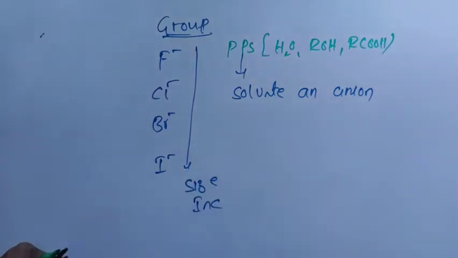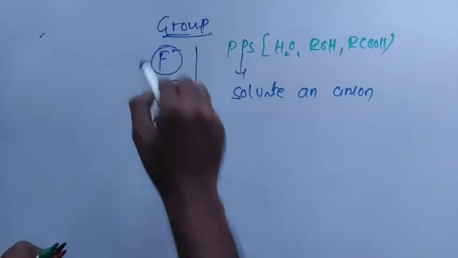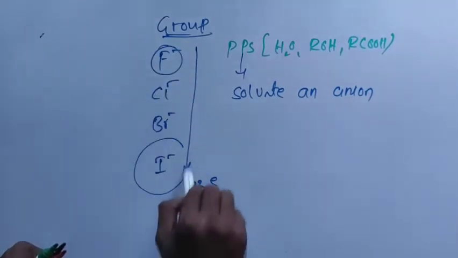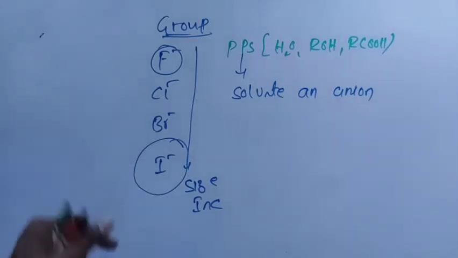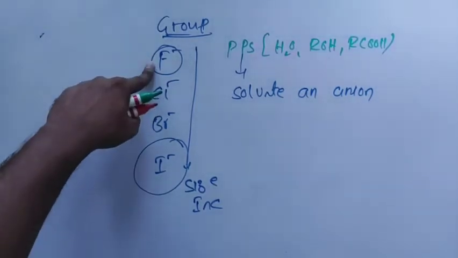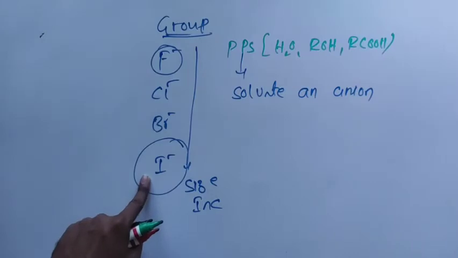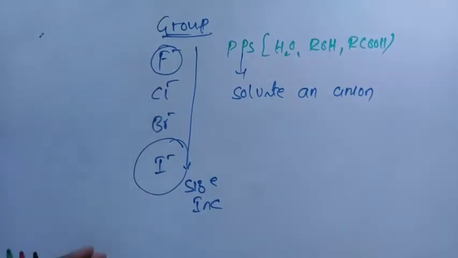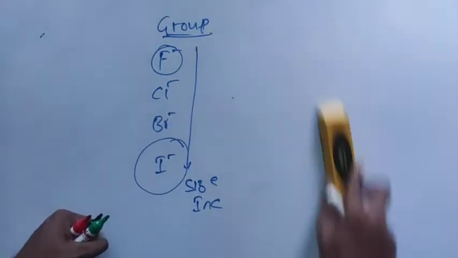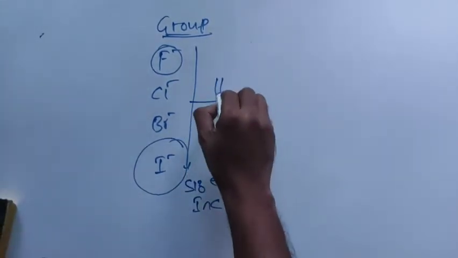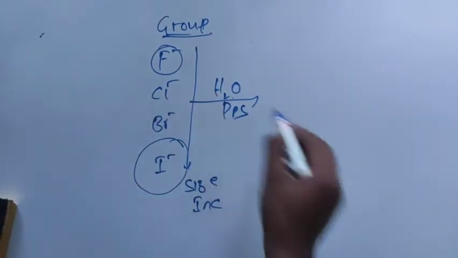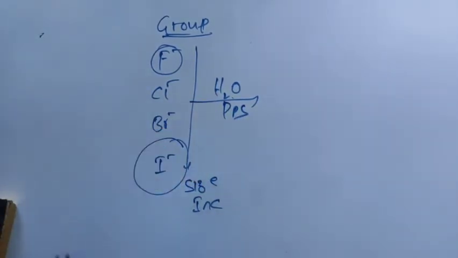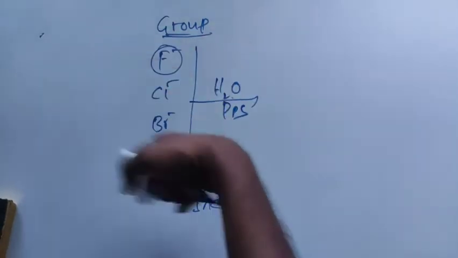size is going to increase. Therefore, fluoride ion is the smallest atom, whereas iodide ion is the largest atom without the water. As you proceed down the group, size increases. But as soon as they enter into water, which is a polar protic solvent, it hydrates.